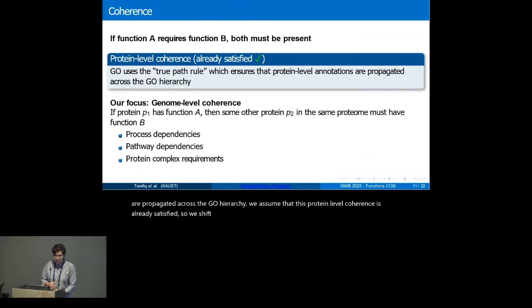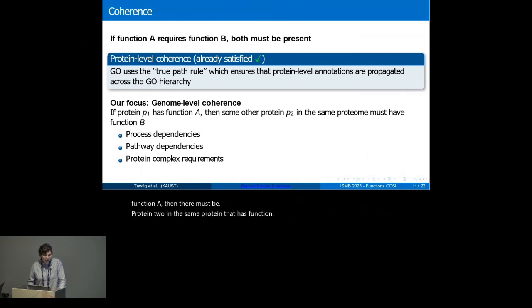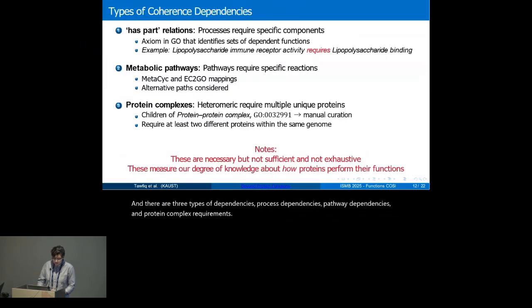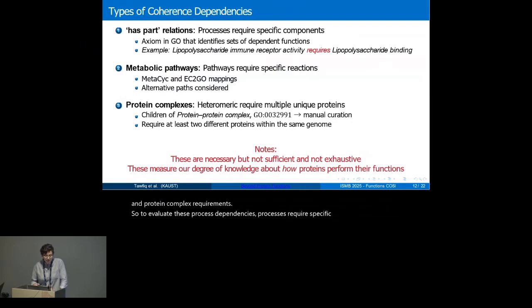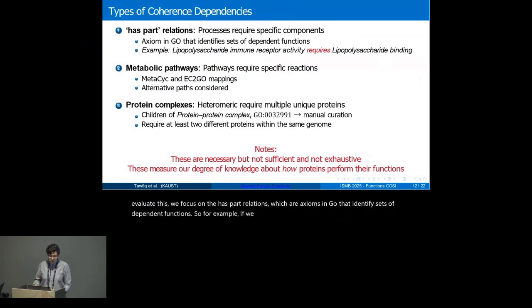So we shift our focus to genome level coherence, where if protein 1 has function A, then there must be a protein 2 in the same proteome that has function B. And there are three types of dependencies: process dependencies, pathway dependencies, and protein complex requirements. So to evaluate these process dependencies, processes require specific components. To evaluate this, we focus on the has-part relations, which are axioms in GO that identify sets of dependent functions. So for example, if we have the term lipopolysaccharide immune receptor activity in the genome, then we must also have lipopolysaccharide binding because they are connected through a has-part relation in GO.